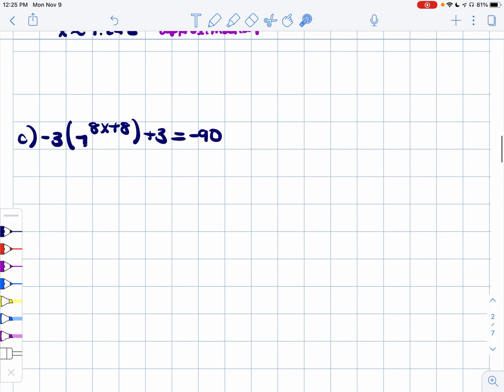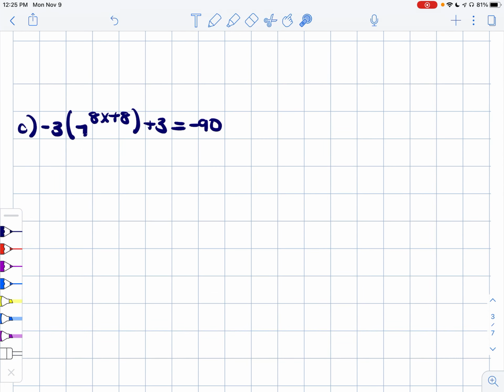So let's try this one last. We have -3 times 7 to the power of 8x plus 8, plus 3 equals -90. Once again, in order to use the definition of a log and switch this into log form, we need to first isolate our exponential term. So we'll want to start by subtracting 3 from both sides, which will give us -3 times our exponential term is equal to -93.